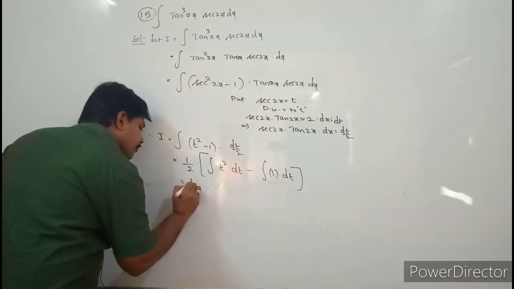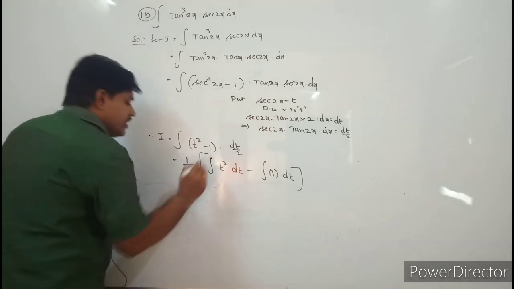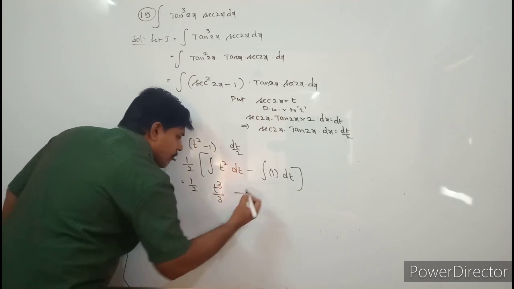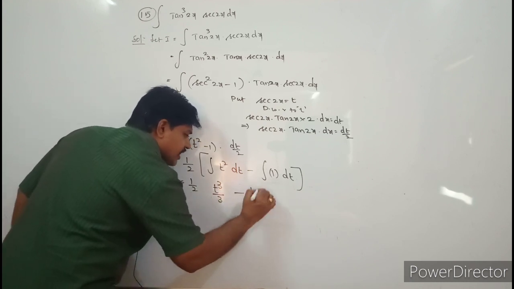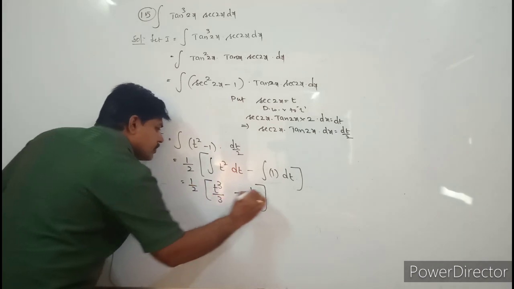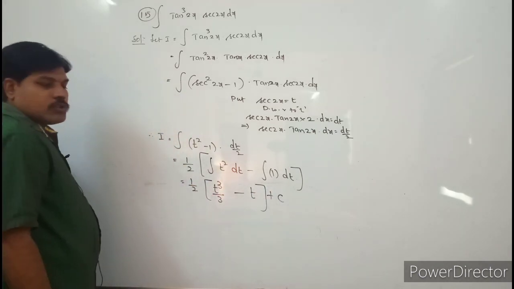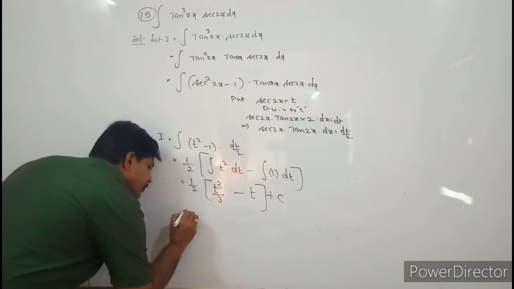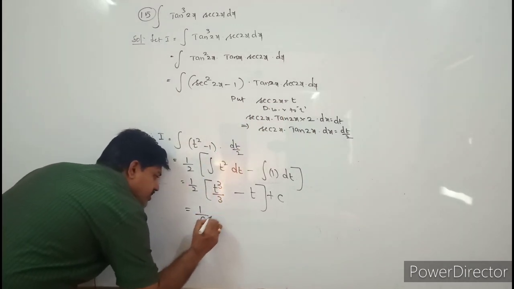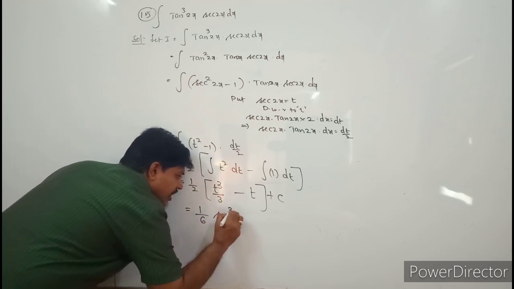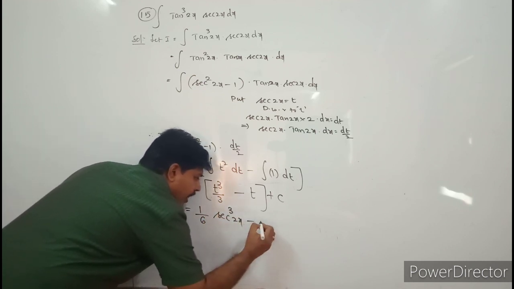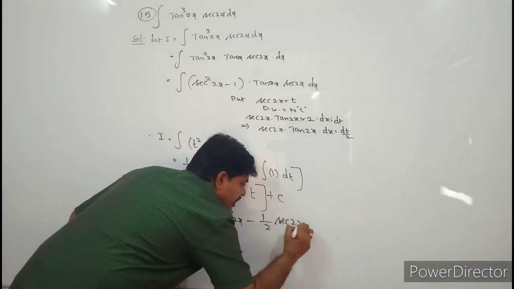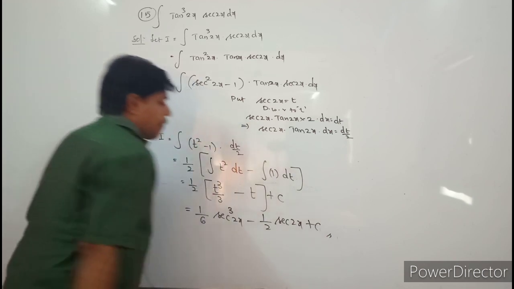So that is equal to 1 by 2 into integral of t square, which is t cube by 3, minus integral of 1, which is t, plus c. So what is the t value? T value is secant 2x. So replace the value here. It will become 1 by 6 into secant cube 2x minus 1 by 2 into secant 2x plus c.